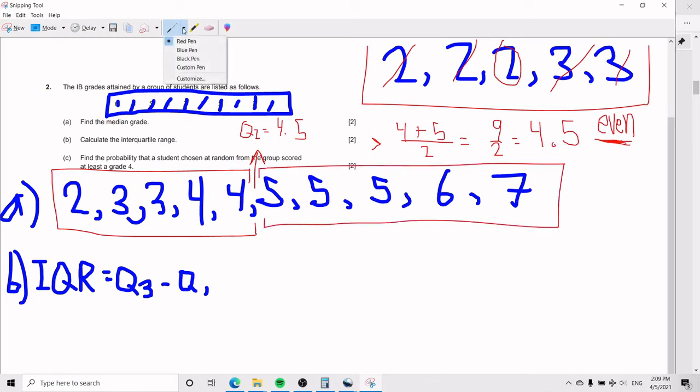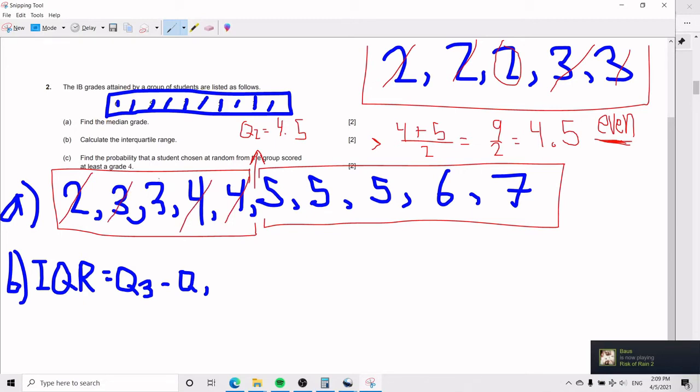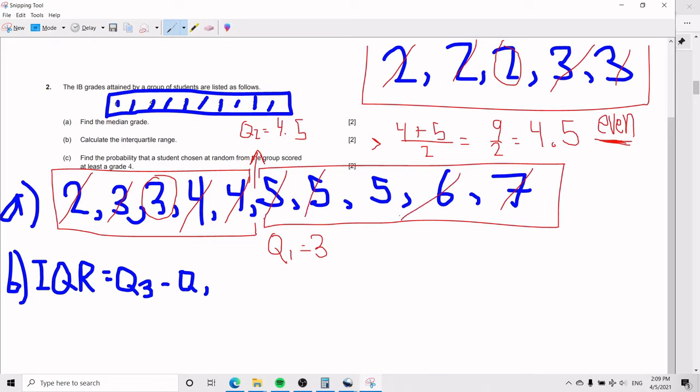Doing the same process that we just did for Q1 first, which is the left side, if I get rid of the first one and the last one, the second one and the second to last, the number that's remaining is 3. So here we know that Q1 has to be 3. I repeat the process for Q3, eliminating the first and the last, the second and the second to last. I end up with Q3 being equal to 5.